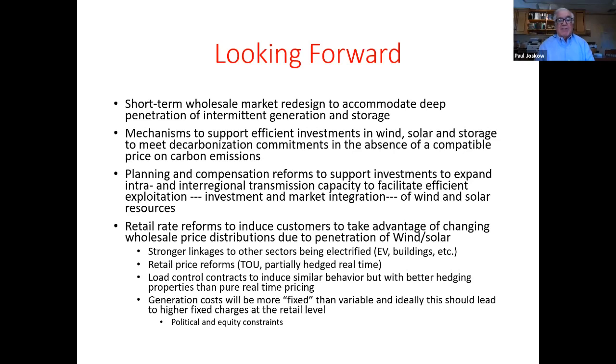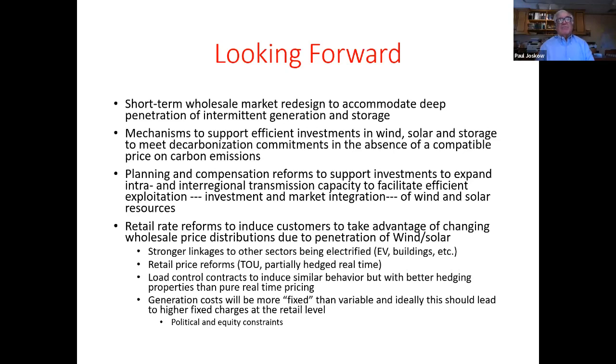And then finally, retail rate reforms to induce customers to take advantage of changing wholesale price distributions due to penetration of wind and solar. And I think the way one has to look at this is the decarbonization strategies we're looking at are not just decarbonization of the electricity sector. It's decarbonization of other sectors of the economy, often by switching to electricity. Electric vehicles are the easiest examples, buildings, and so on.